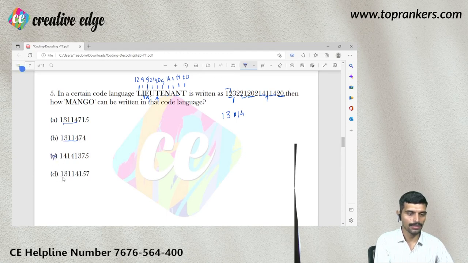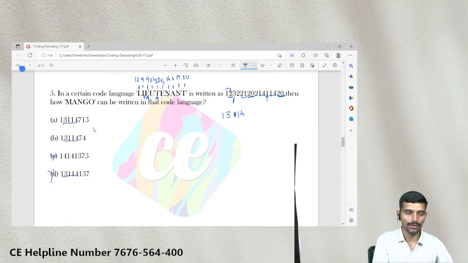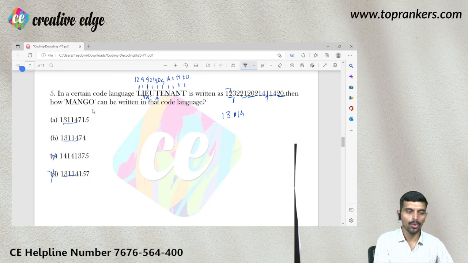This is not matching. 13, 1, 14 matching. Right. Then G. G is 7. So on that basis, I can eliminate this one. G is 7th, exactly following. Then O. O is 15, but we are not using 15 here. We are using 4 here, so the answer should be option B, not A.